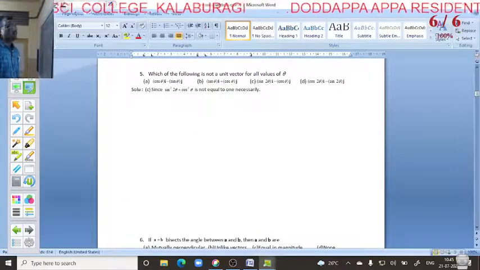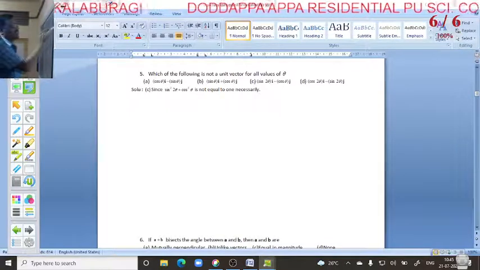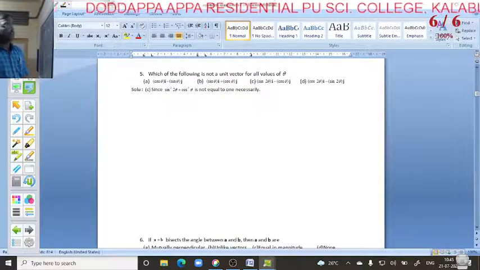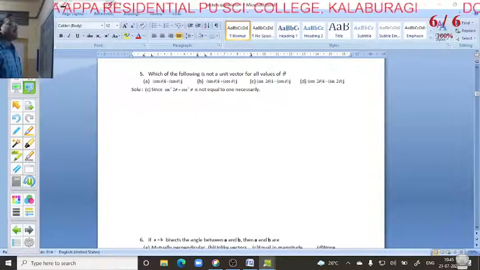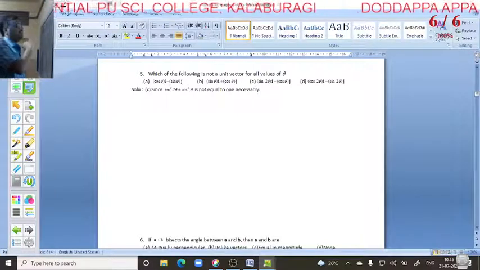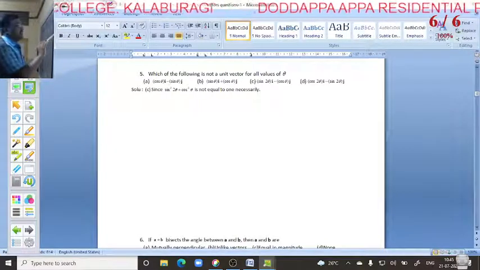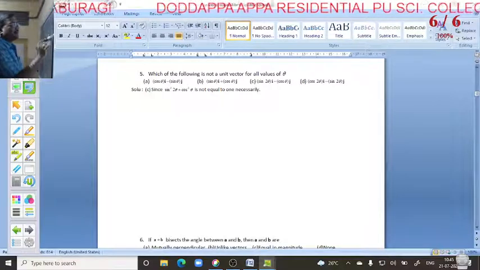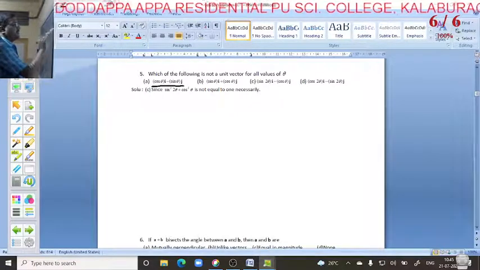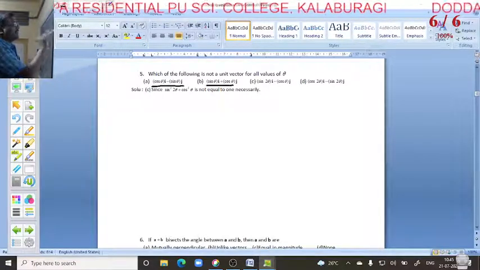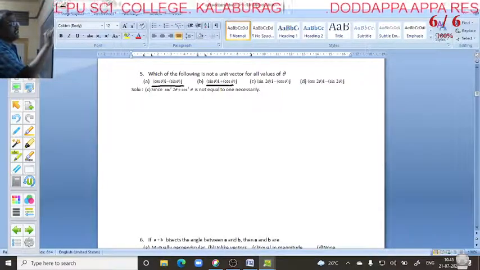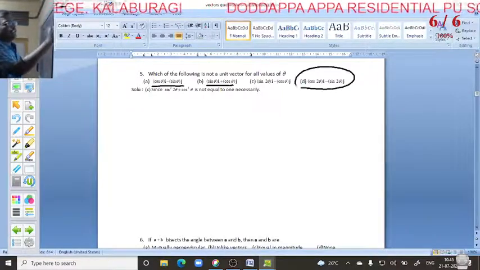Next we go for fifth problem. Which of the following is not a unit vector for all values of theta? In this, they are asking which one is not a unit vector. So here you can observe that if we square this one, we get 1 only. If we square this one, again we get 1 only. And if we square this one, again we get 1 only.